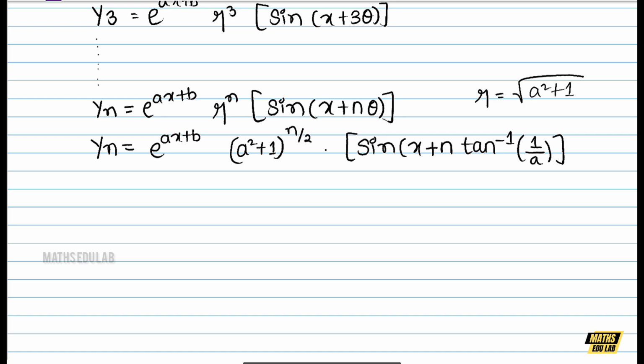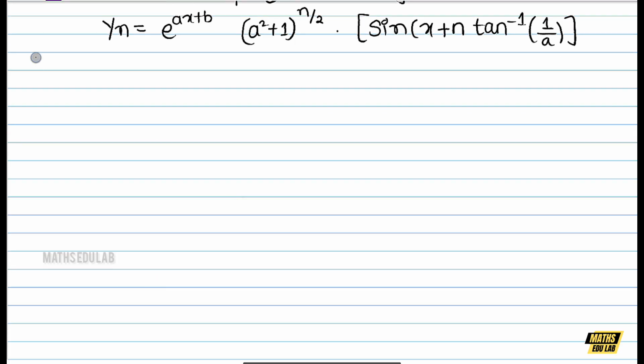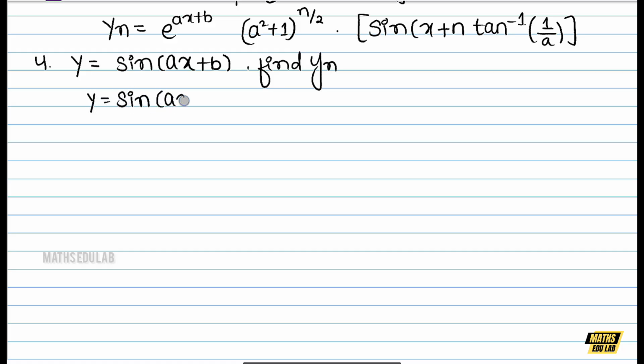Now let's solve the other one. The other question, that means the fourth question, is to find y is equal to sine ax plus b. Suppose this is given and we are asked to find yn, that means the nth order derivative of the given equation. So let's write it as y is equal to sine ax plus b. So we have to do the derivative with respect to x.